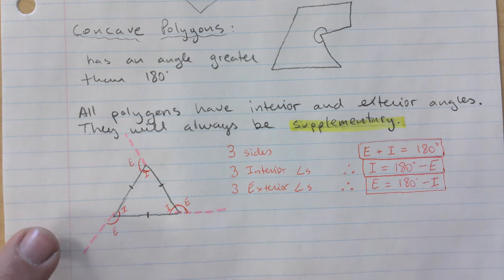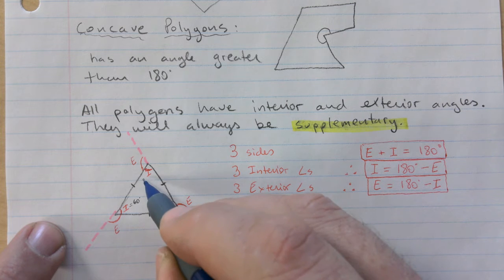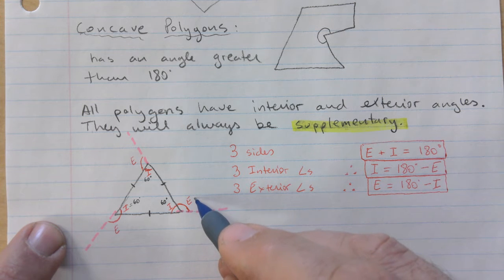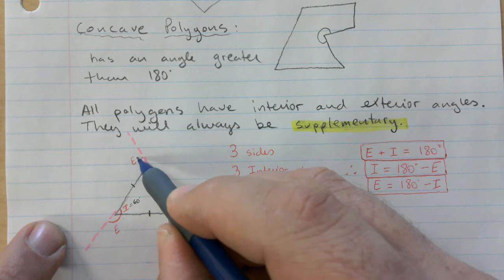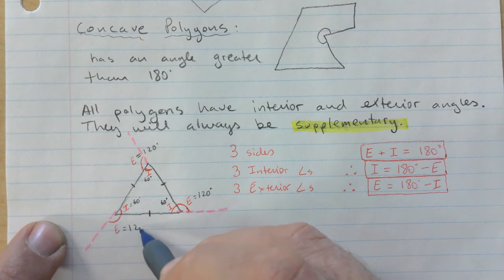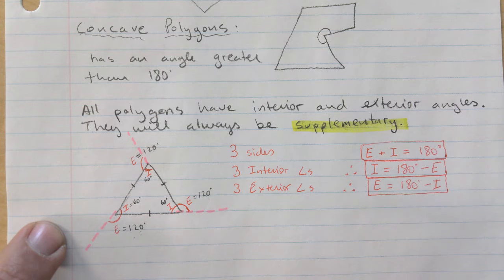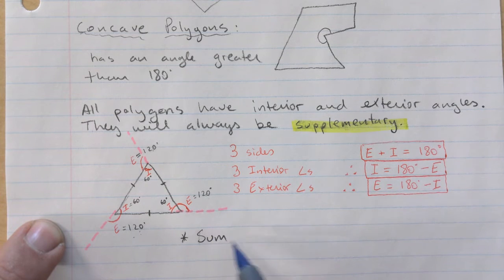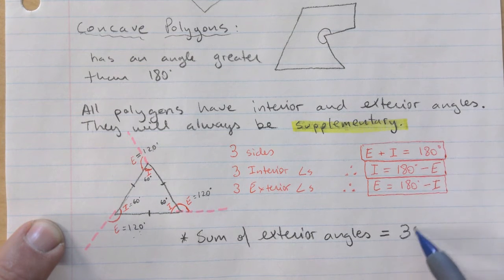This is an easy example to do, but what do we know? If this is an equilateral triangle, we know that this is 60, this is 60, and this is 60, right? Therefore, the exterior angle would be 120 because they have to add up to 180, right? 120, 120. Can you tell what the exterior angles add up to? 3 times 120, 360. In fact, this is a note here. Sum of exterior angles is 360 degrees.